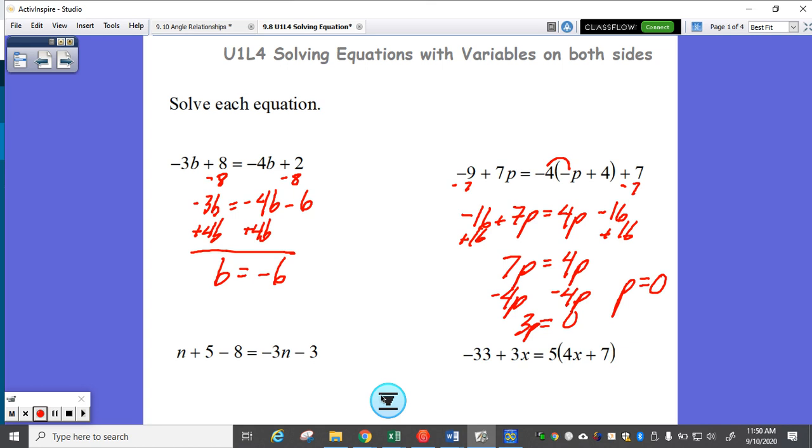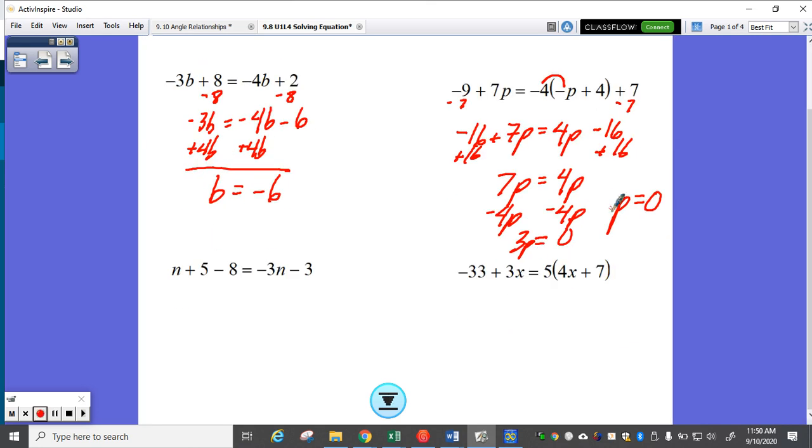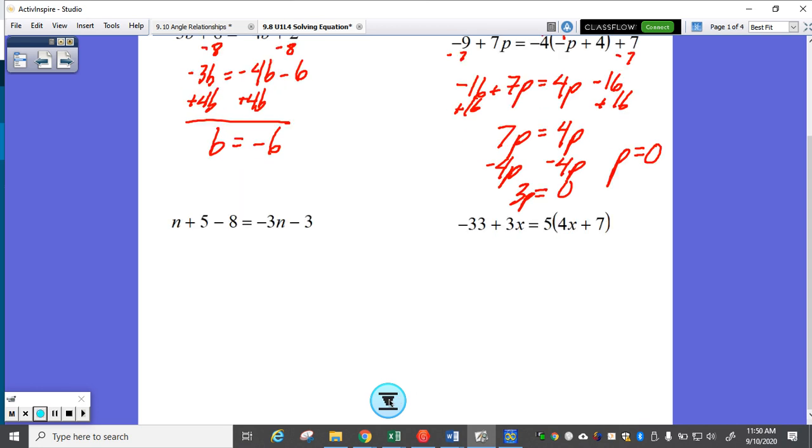Okay? Like I said, some of you might have gone ahead and distributed this first, but in the end, your answer still should come out with 0. Alright? So quickly we'll run through this, combine the like terms. 5 minus 8 is negative 3. We can bring this n down. It's negative 3n minus 3.